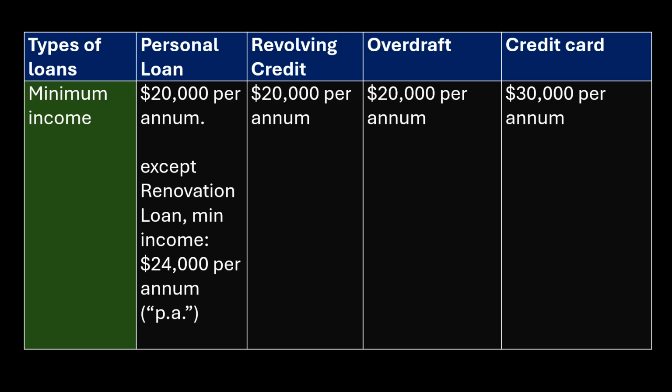Let's look at the first row, minimum income. So we see for personal loan, revolving credit, and overdraft, they have a minimum of 20k. Whereas for personal loan, there's an exception for renovation loan. It requires 24k per annum. Next, we also highlight the difference that the credit card has a 30,000 per annum limit. It's much higher than the other three. So the requirement is more stringent here for credit card.